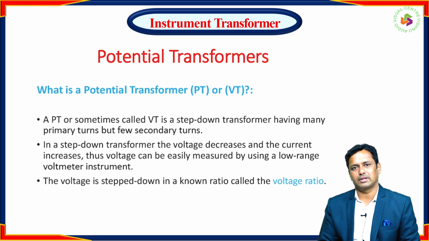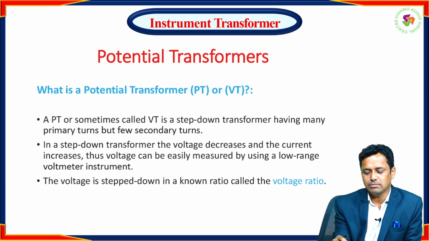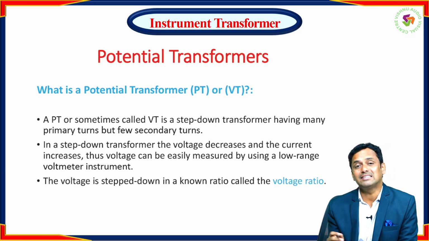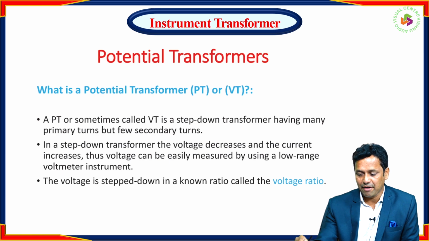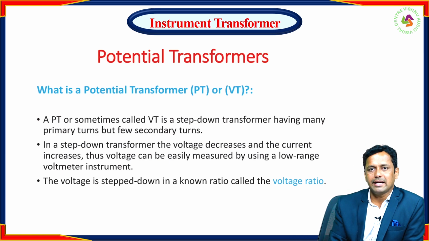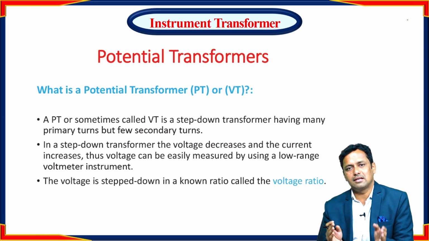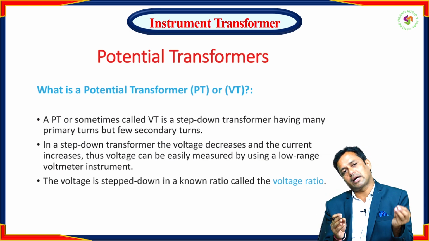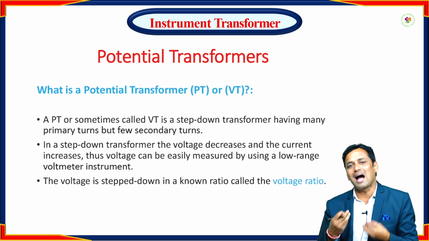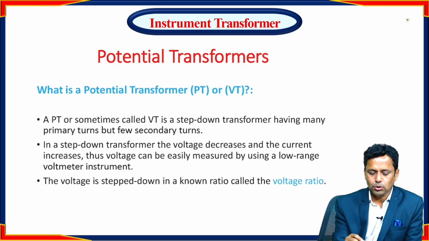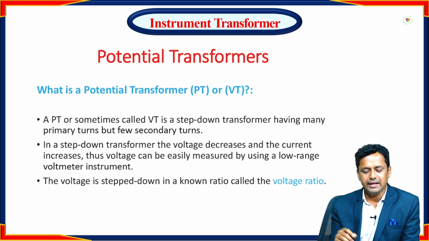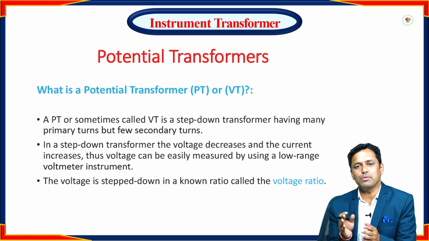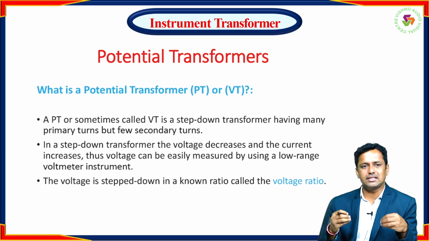What is a potential transformer? It is also called a voltage transformer. It is a step down transformer, having many primary turns but only a few secondary turns. Since the primary turns are more compared to the secondary turns, it is called a step down transformer. In a step down transformer, the voltage decreases and the current increases.